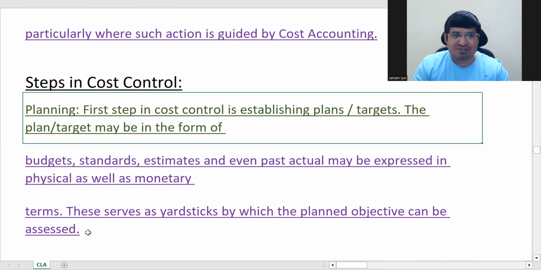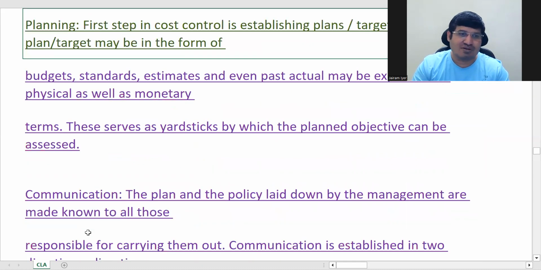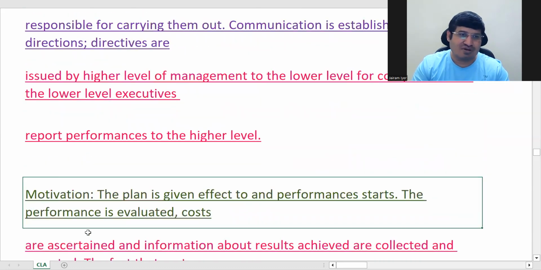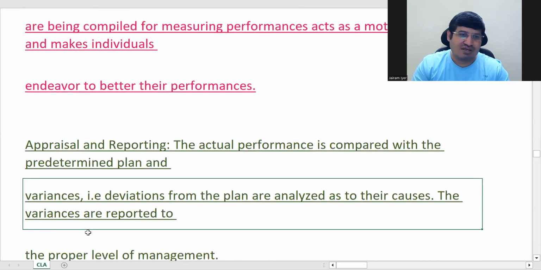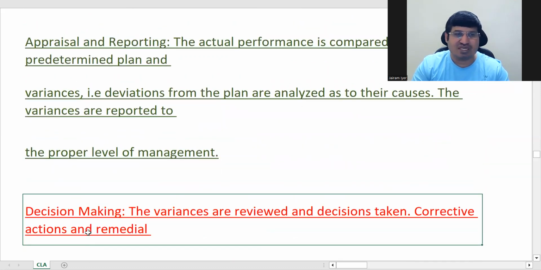5 steps are there: planning, communication, motivation, appraisal and reporting, and decision making. These are the 5 stages. So if you just remember these 5 names, you should be able to write what is inside. You have to prepare like that.